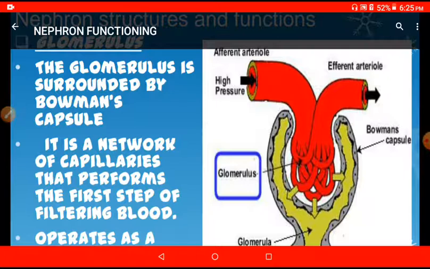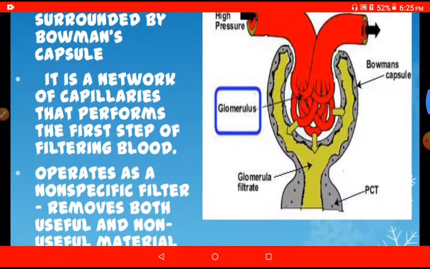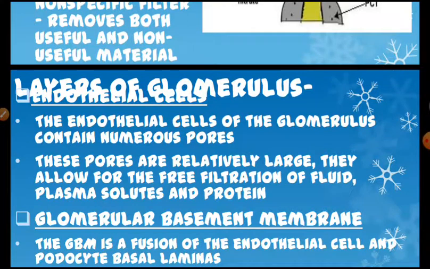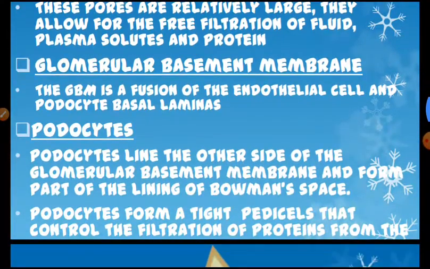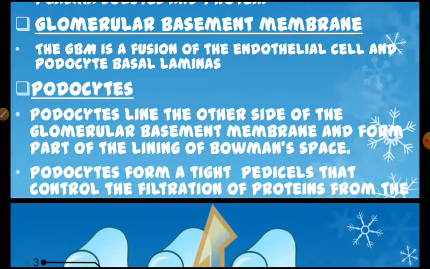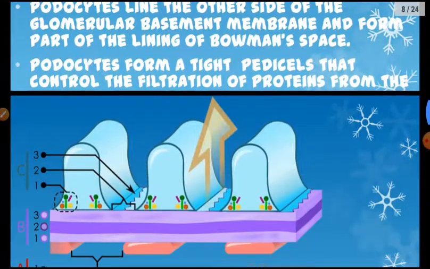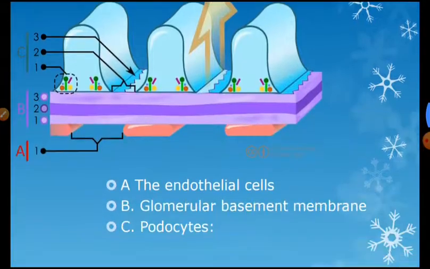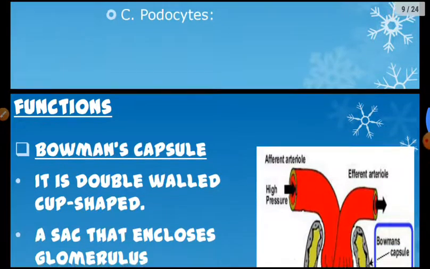So these are two layers. The outer one is known as the parietal layer and the inner one is known as the visceral layer. The parietal layer is made up of typical squamous epithelium of flat polygonal cells, and the visceral layer is made up of large cells known as podocyte cells. Here you can see the inner structure, the podocyte lining. These are the podocytes, the endothelial cells.